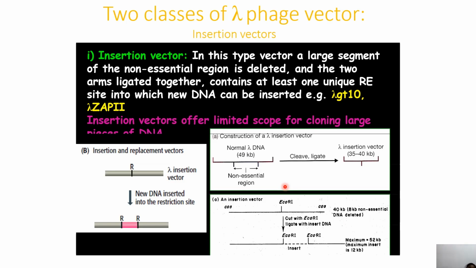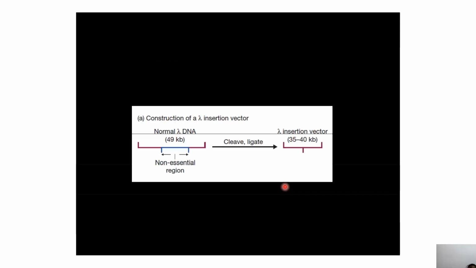Now the two classes of lambda phage vector. In insertion vectors, a large segment of the non-essential region is deleted and the two arms are ligated together, containing at least one unique RE site into which new DNA can be inserted. So insertion vectors offer limited scope for cloning large pieces of DNA.